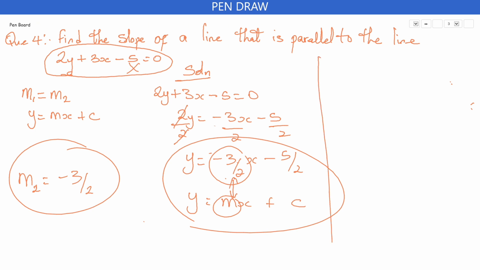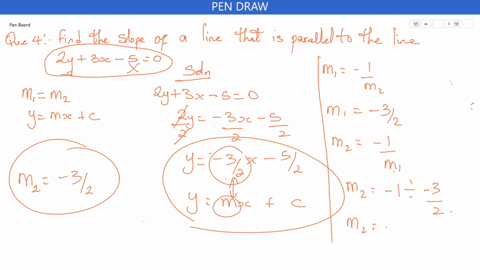Let's say, okay, let's reverse the question. Let's say they said the question is perpendicular to this line. If it's perpendicular, we know our m1 is equal to what? Minus 1 over m2. Do you understand? So since this is our m1, let's say we got our m1, that is the slope of this equation, to be equal to minus 3 over 2. This is what we get. So to get m2 is equal to what? Minus 1 over m1. So m2 is equal to minus 1 divided by minus 3 over 2. So we have m2 to be equal to minus 1 multiplied by 2 over minus 3. Good. 2 over minus 3.